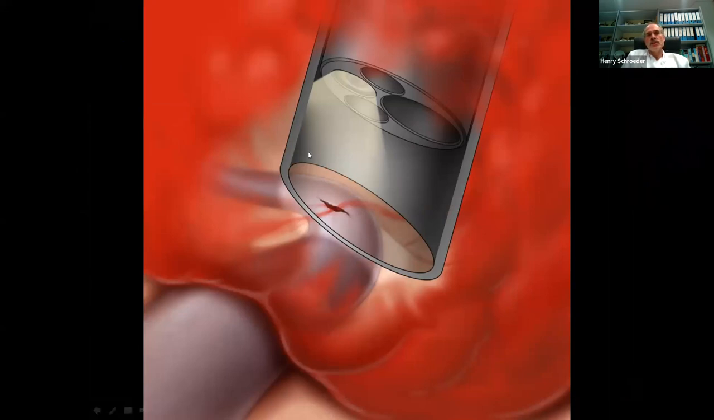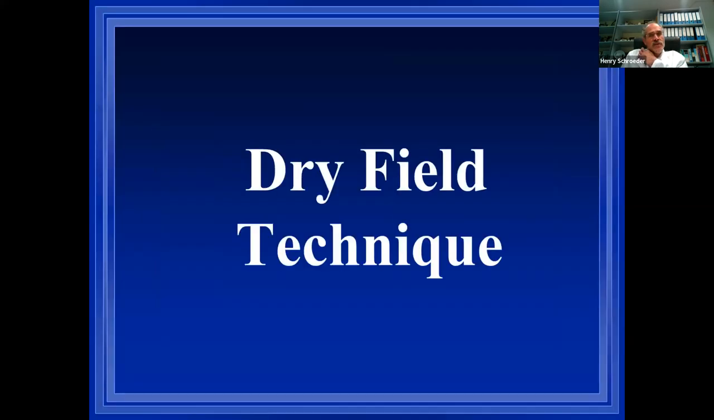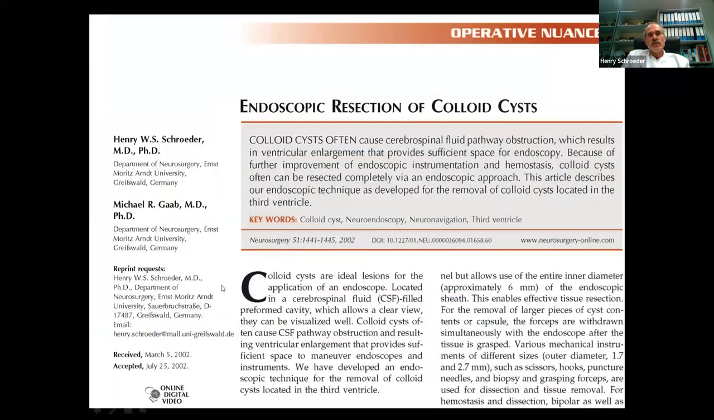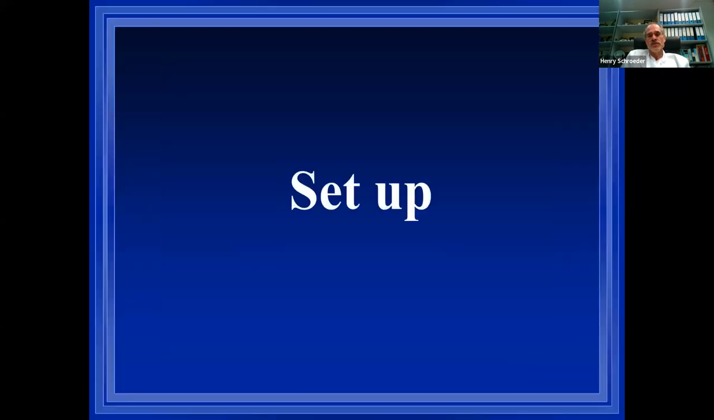And if you are close with the tip of the endoscopic sheath, you have a good view and you can coagulate and get a good hemostasis. Another technique is the dry field technique. The dry field technique is used when you cannot clear the view with irrigation. So we simply remove the bloody CSF with a suction tube and have a dry field. We published this first in 2002, and Joachim Oertel has published 6 more cases. That's quite a useful technique to avoid converting to microsurgery if you have a major hemorrhage.